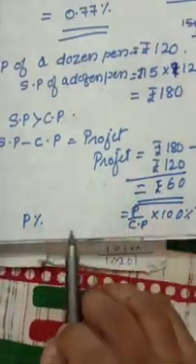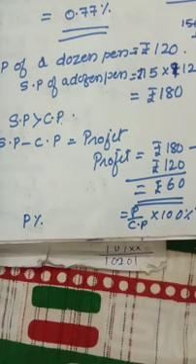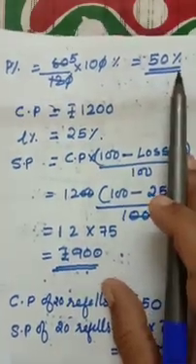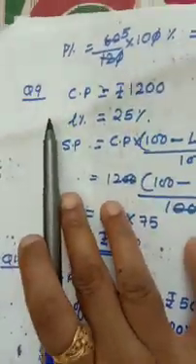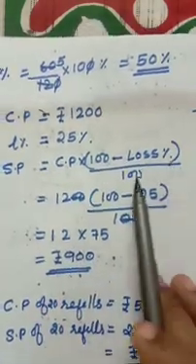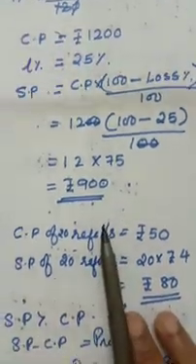After that, you find out the profit percentage. Profit percentage formula you know. Apply it in the formula. You will get the answer, profit percentage equal to 50%. Question number 9, CP given, loss percentage given. Apply it in the formula, and after that, you cut it, you will get rupees 900.